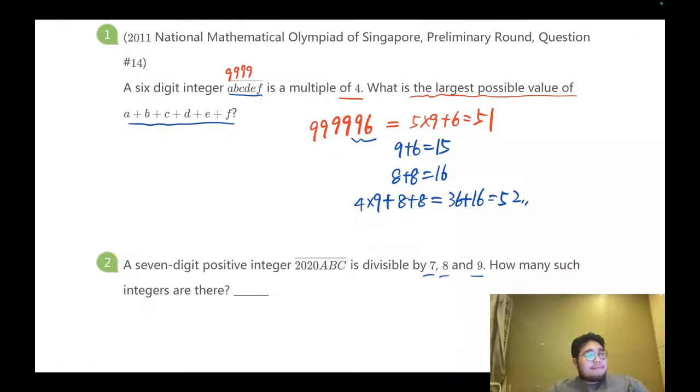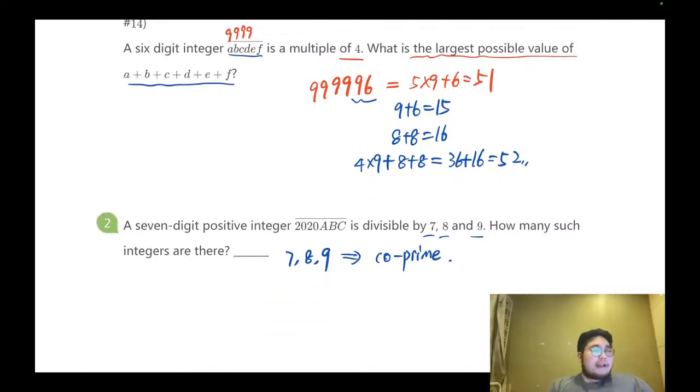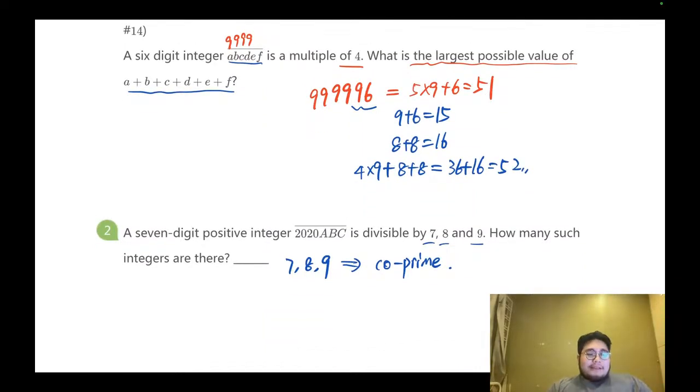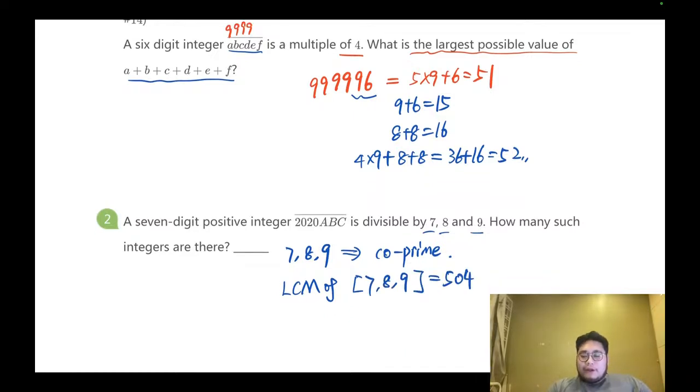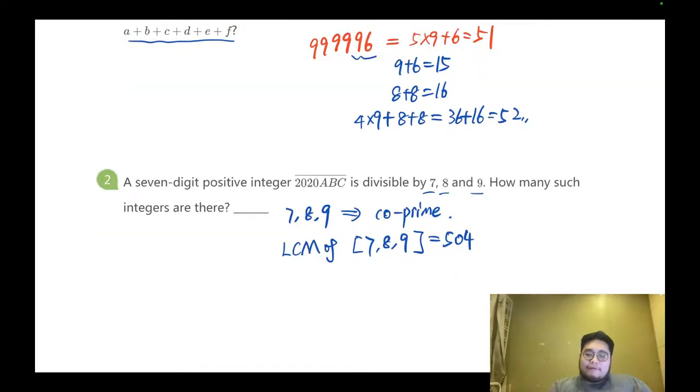But do we need that? Think about one thing. If a number is a multiple of 7, 8, 9, they are 3 consecutive numbers. For these 3 consecutive numbers, they are just co-prime. So that means if I want to calculate whether this 7-digit number is a multiple of 7, 8, 9, it must be a multiple of the LCM of 7, 8, and 9, which is 504.